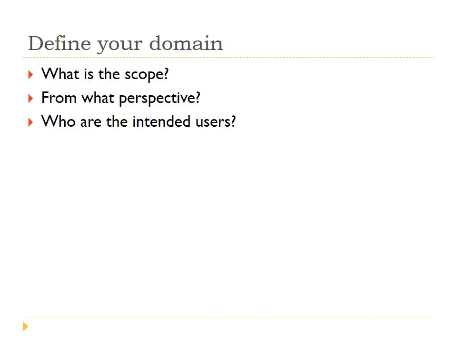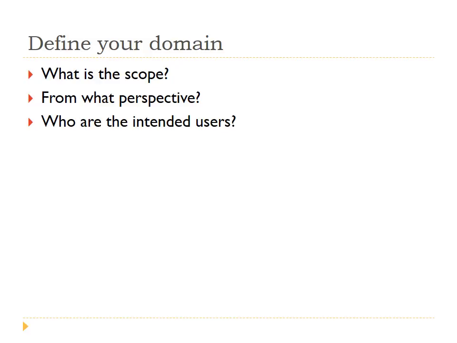So the first thing you need to do is to define your domain. You need to think about what is the scope, right? How many documents are going to be in this collection? How many resources am I going to need to describe? What are the characteristics of those resources? What's the space in which those resources live?